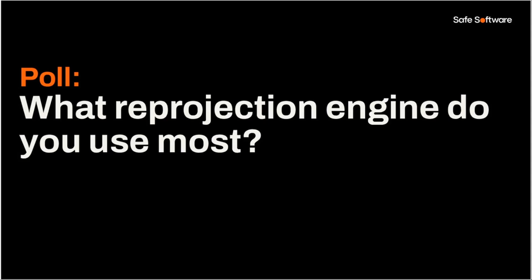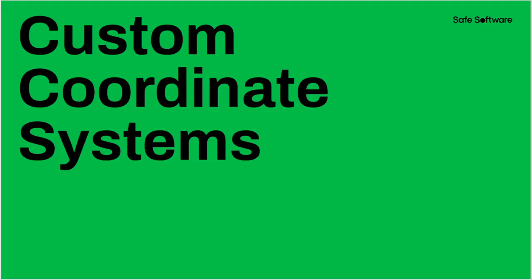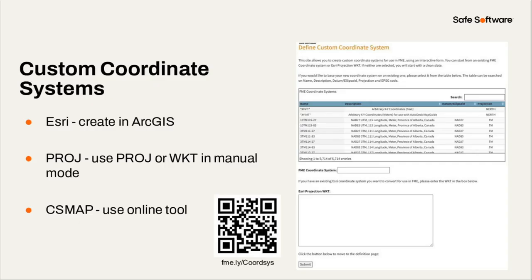So moving on to our next section here, we have custom coordinate systems. To go over that, all three named reprojectors support custom coordinate systems. The Esri reprojector can use coordinate systems and transformations created in ArcGIS. The Proj reprojector has the manual mode to define with the Proj strings or WKT. CS-MAP is the most complex, but we do have an online tool to make it easier for you to define these coordinate systems. We have the link there, and I'll demo it for you as well.